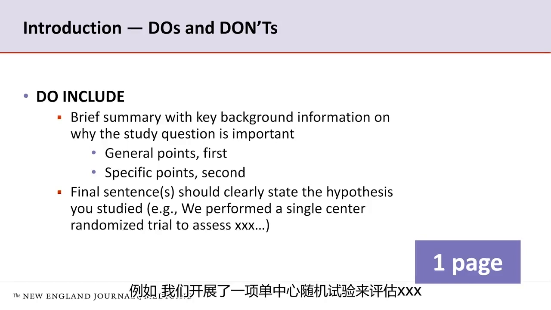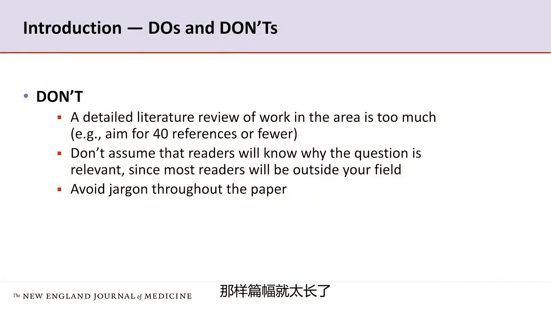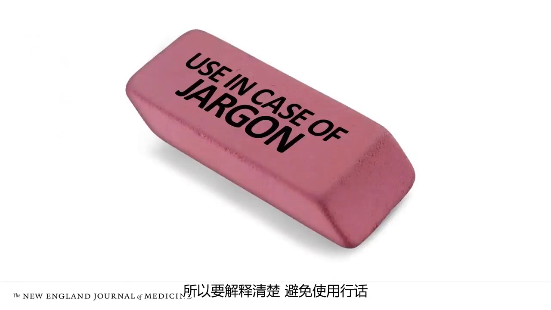For example, we performed a single-center randomized trial to assess XXX. Avoid including a detailed literature review in your introduction or background. That will be too long. For example, aim for 40 references or fewer. Don't assume that your readers, many of whom will be outside your field, will know anything about why the question is relevant, so explain it well and avoid jargon, and be ready to revise.